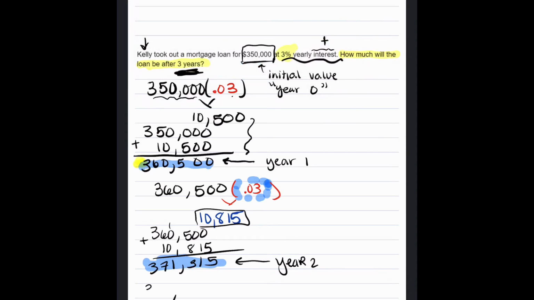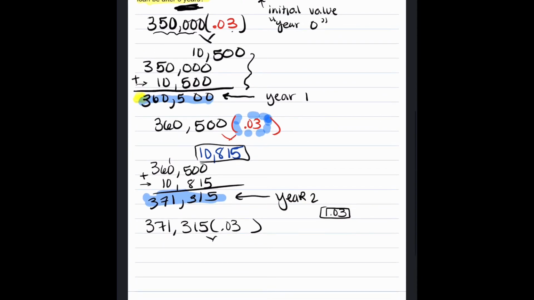So I'm going to take the 371,315 and multiply it times the 3% again. You could have also multiplied times 1.03. If you multiplied by this the whole time, you're saving yourself that addition step. But I wanted to do it this way just because I think this is the way a lot of you guys are going to do it.